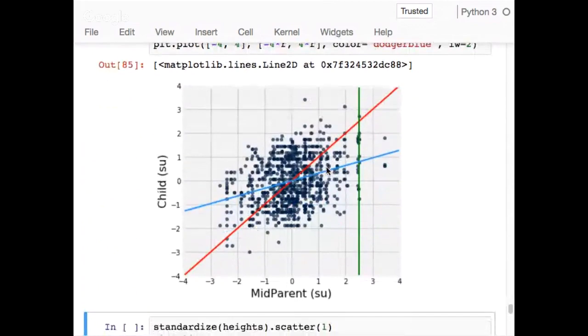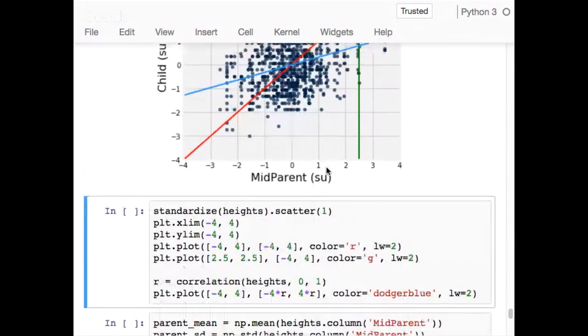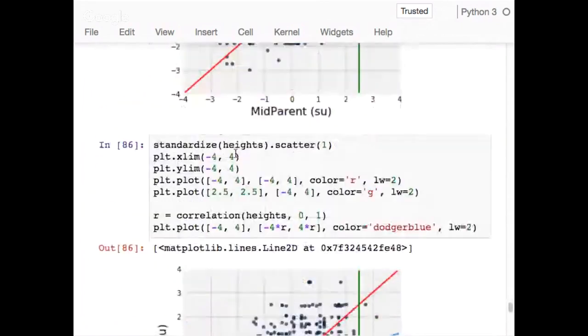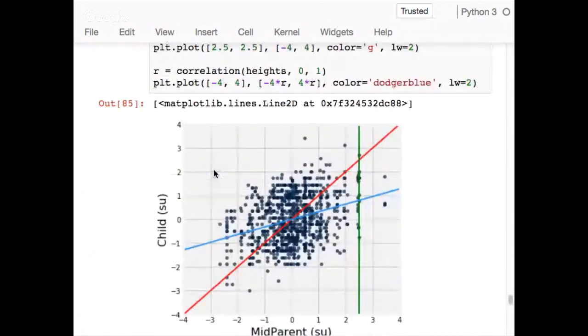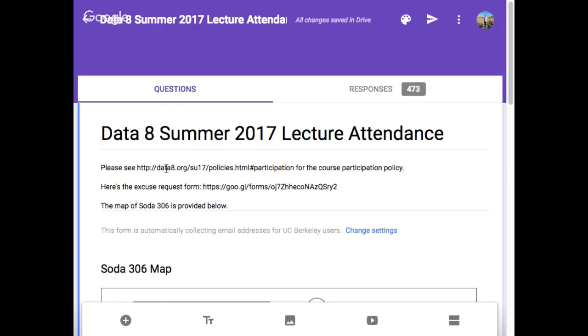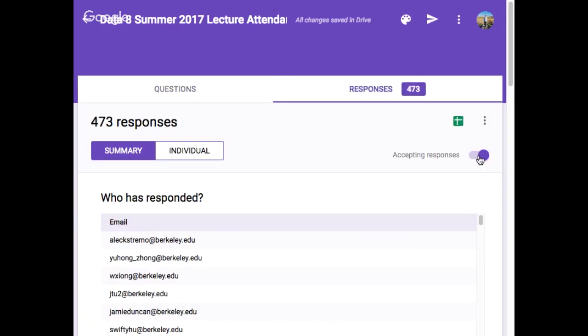Okay, so take a look. I think okay. So you notice something interesting, right? I use a value of R. And I'm going to turn off attendance. Any objections?